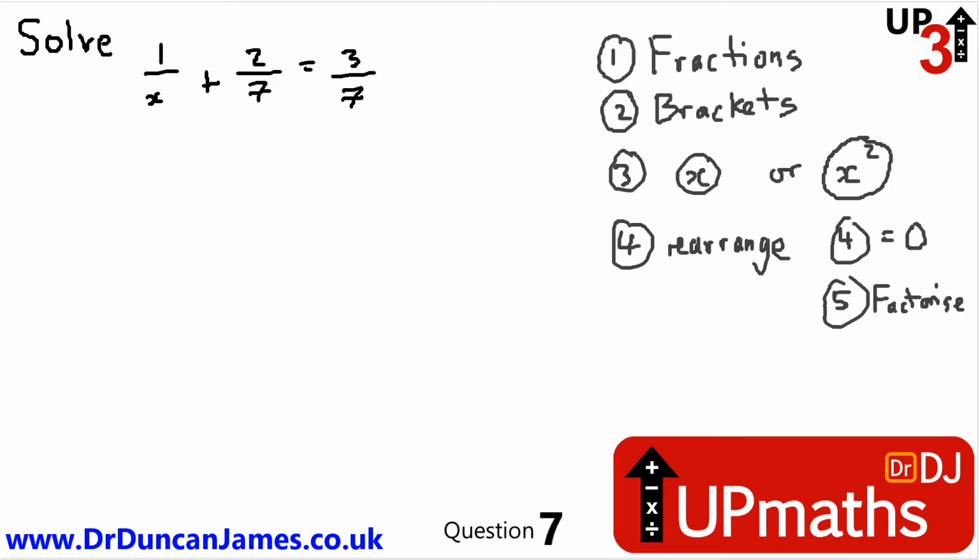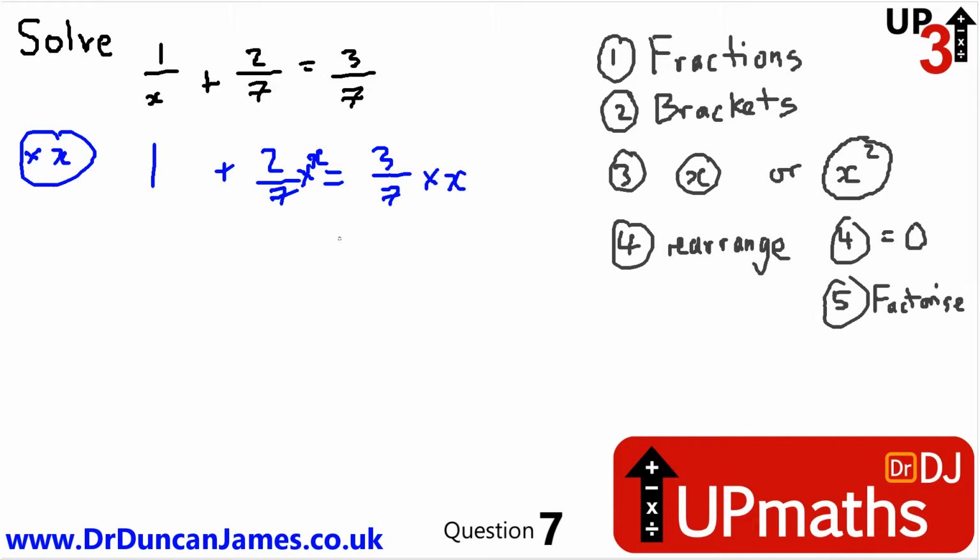Following my standard approach, are there any fractions? Yes. Let's get rid of the x first. So I'm going to times by x, because I don't want the x on the bottom. I'm going to make a deliberate mistake, see if you can see what it is. 1 plus 2 over 7 equals 3 over 7 times x. What's my mistake? I must times everything by x. So you've got to times the first thing by x, the second thing by x, and the third thing by x. So just to write that more clearly now, that's 1, 2 over 7x equals 3 over 7x.